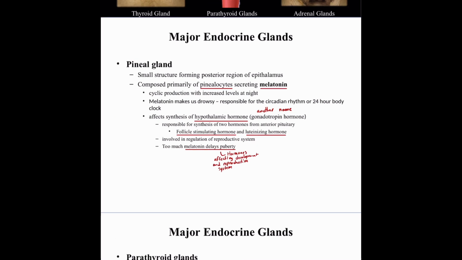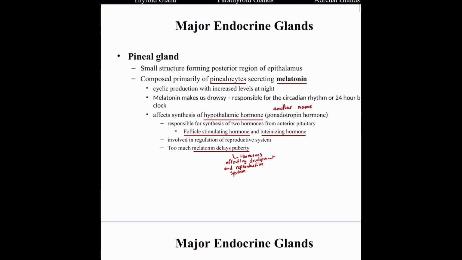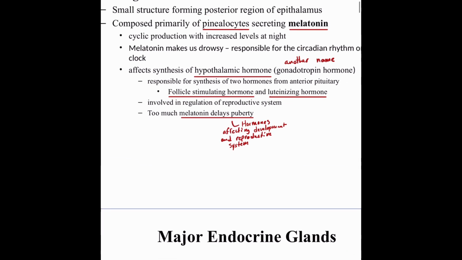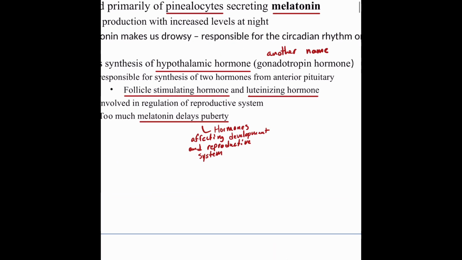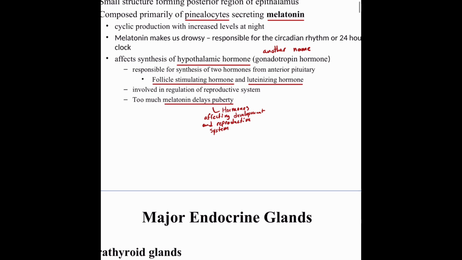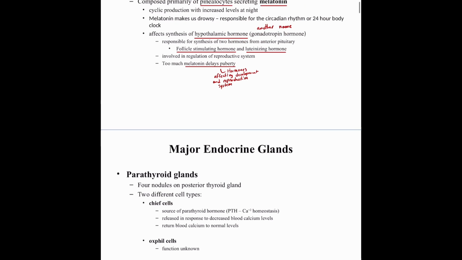So pineal gland, major endocrine gland, right? Cells of the pineal gland, pinealocytes, they secrete melatonin. This regulates your sleep-wake cycle. Sometimes you can take over-the-counter pills to help you sleep. And it affects the synthesis of hypothalamic hormone, more commonly known as gonadotropin hormone. And then gonadotropin is responsible for follicle-stimulating hormone and luteinizing hormone. These are the ones we're familiar with. I believe the hypothalamus releases gonadotropin releasing hormone to then stimulate that from the anterior pituitary.